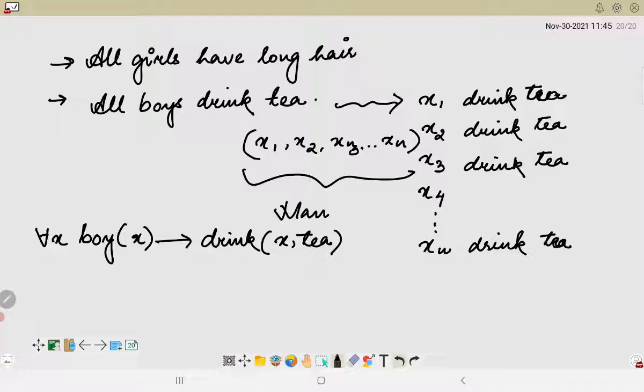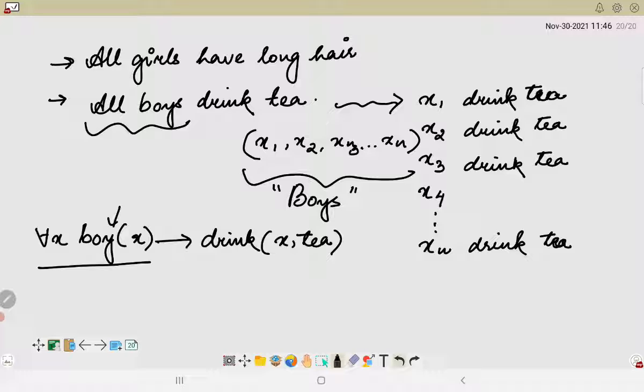Okay, so for all x, that means all boys is covered in this representation. For all x, we are considering x to be a variable representing the universe of discourse, which is basically boys. So this we have mistakenly written as man; we will have to write it as boys. So x is a variable for the universe of discourse, which is boys, right? So if x is a boy, then definitely x will drink tea.